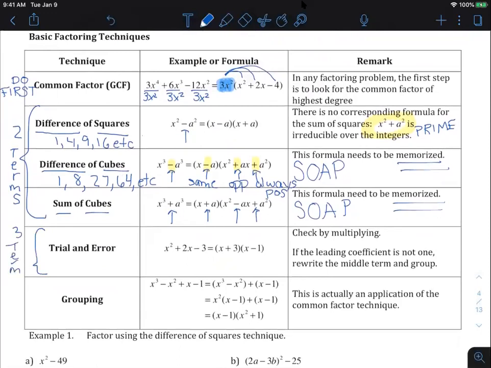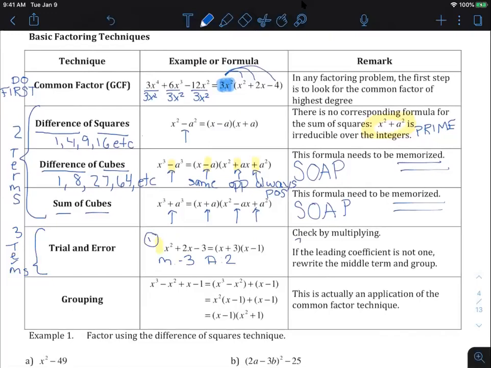And they call it trial and error, but really there's other ways to do it. So for this example, because there's no number in front of the x squared, it's just a 1, you could go ahead and look for two numbers that multiply to -3 and add to 2. So that would be 3 and -1. So you go right into factoring. So this is one type.